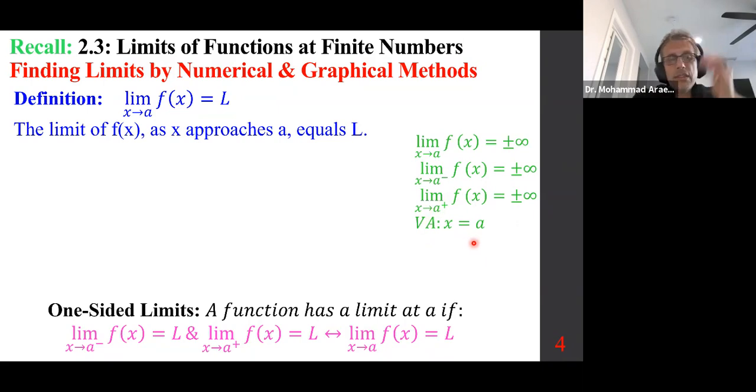A limit only exists if the one-sided limits are identical. That means the limit of f of x when x approaches a from the left is the same as the limit of f of x as x approaches a from the right.